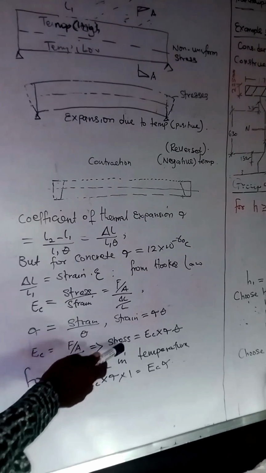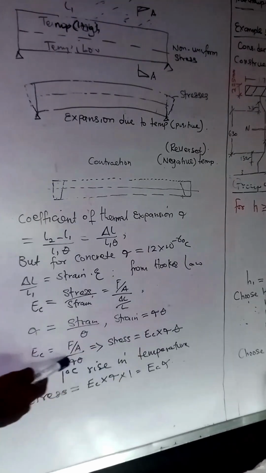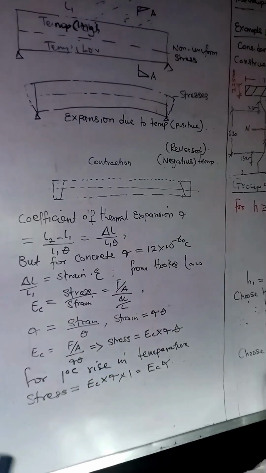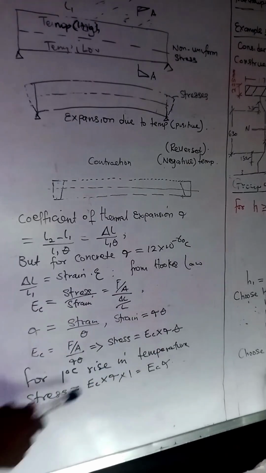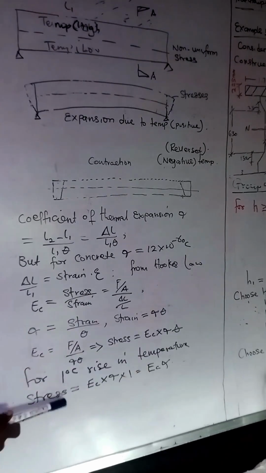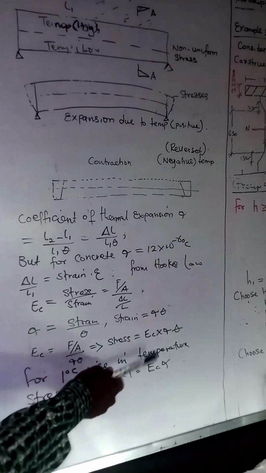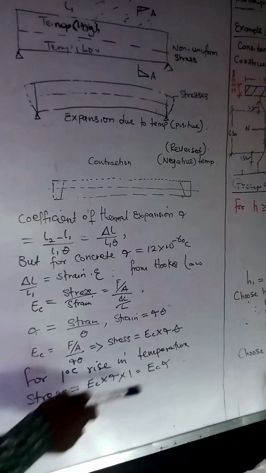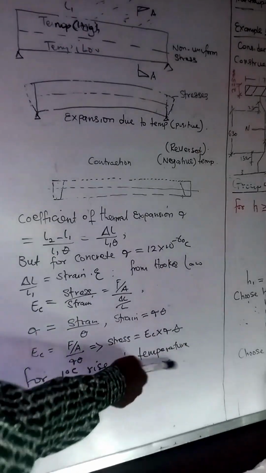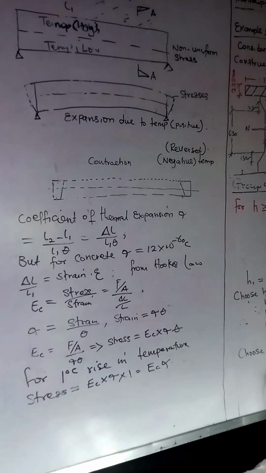So within our stress, which is this whole entity, is equal to this times this. But for a 1 degree rise in temperature, we can say that stress becomes the modulus of elasticity times the coefficient of thermal expansion times that 1 degree rise in temperature, and that will give you E times alpha. Okay. So now we want to look at our code.